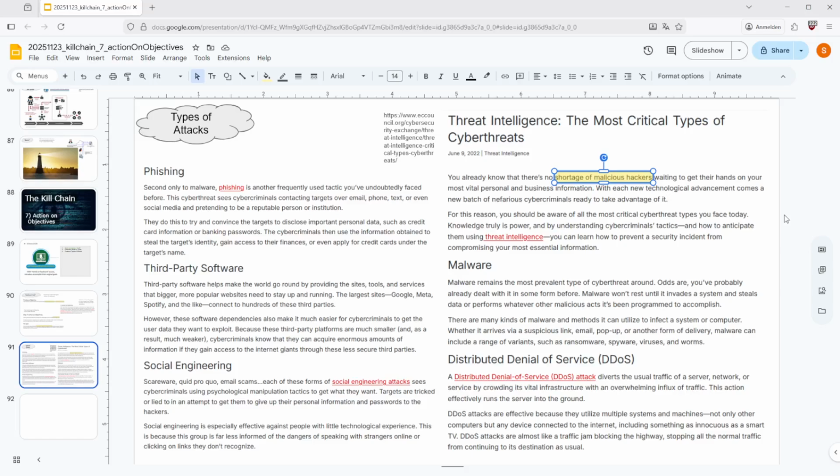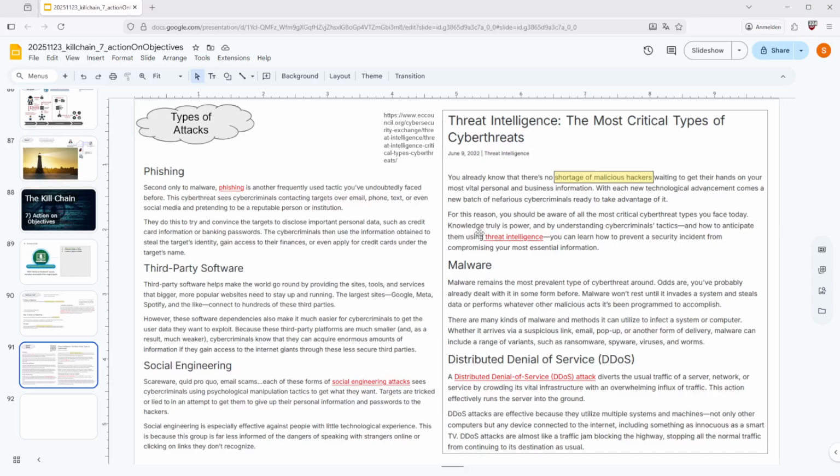Yeah, but let's keep reading. So, waiting to get their hands on your stuff, with each new technological advancement comes a new batch of nefarious... I don't know that word, but I think nefarious is something like nasty, right? Cyber criminals ready to take advantage of it. Yes, new technologies are being exploited by cyber criminals. AI technology is being exploited by cyber criminals now. That's what happens. For this reason, you should be aware of all the most critical cyber threat types you face today. Knowledge truly is power.